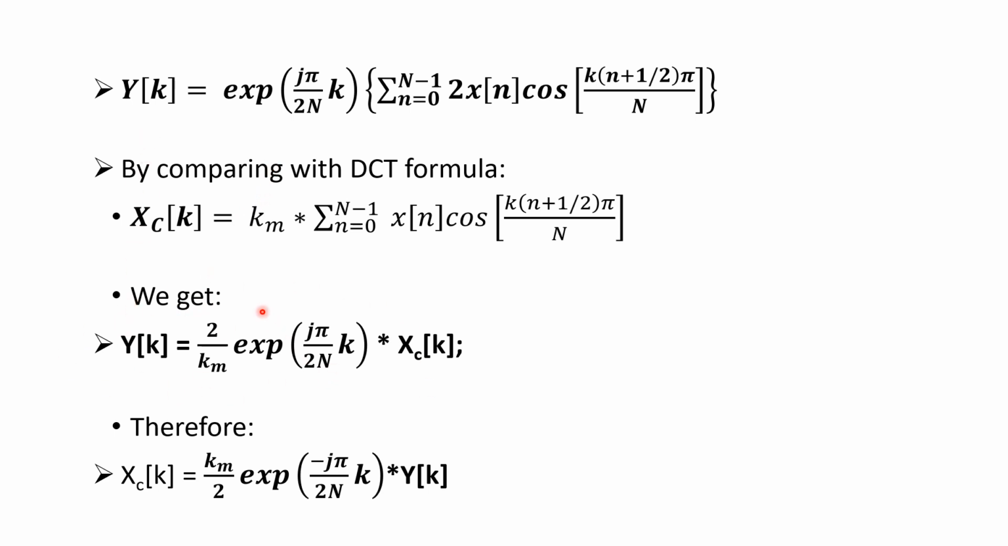From it we also get xc of k with the help of y of k, that is xc of k is equal to km by 2 into exponential of minus j pi by 2n into k into y of k. So it is the reason why in steps 3 and 4 we multiply the calculated 2n point DFT with the factors km and e power minus j pi by 2n into k by 2.